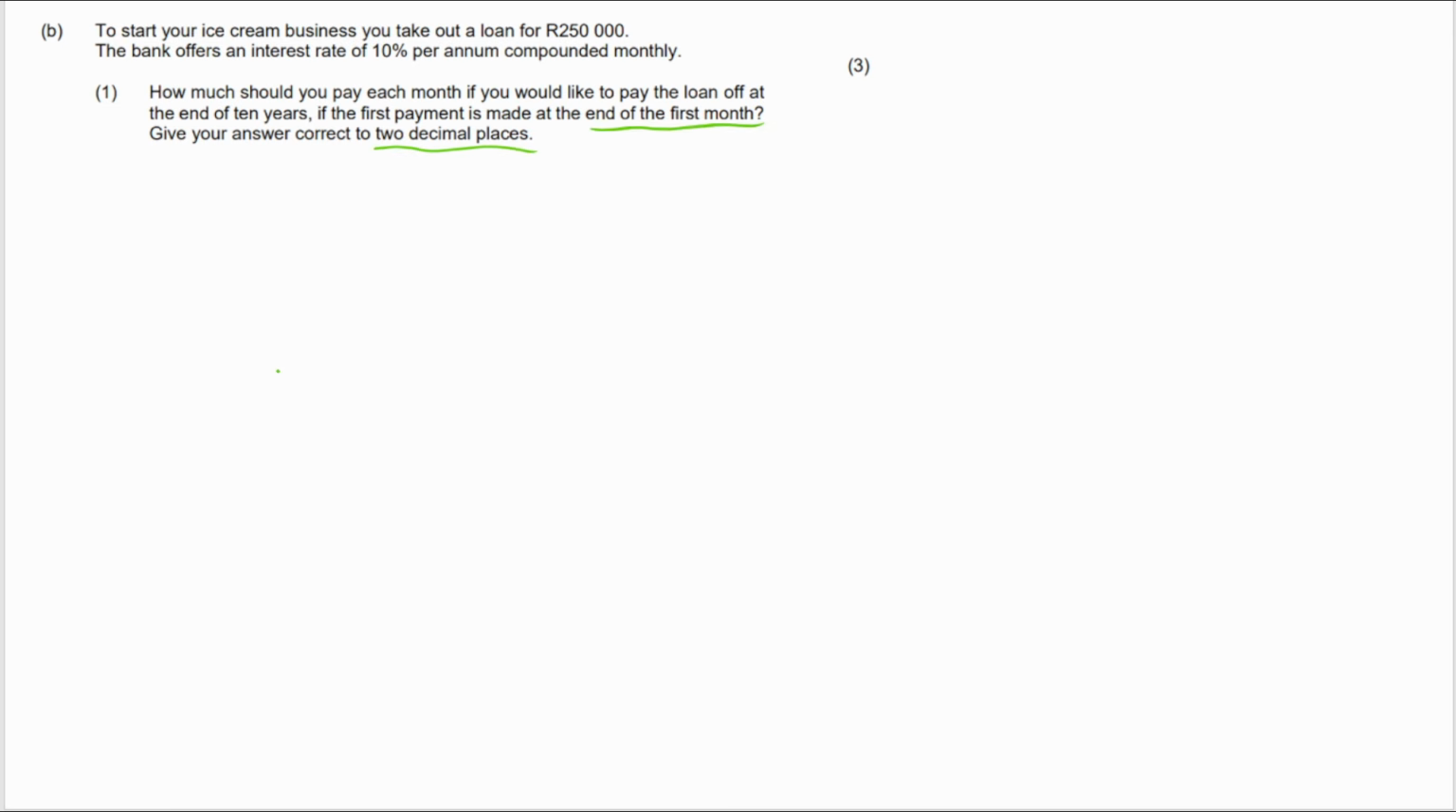So at the end of the first month, this just meets our normal criteria for future value or present value. In this case, it's present value because we're dealing with a loan. So that just means we don't have to do anything fancy with our present value formula.